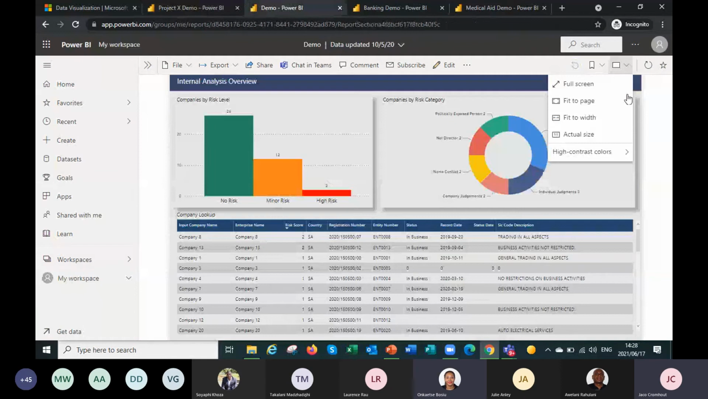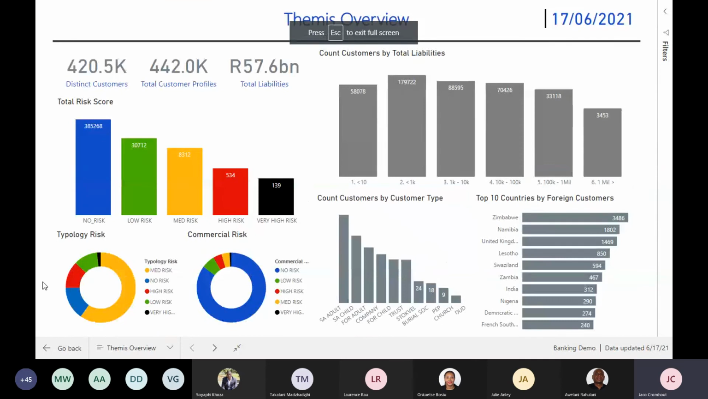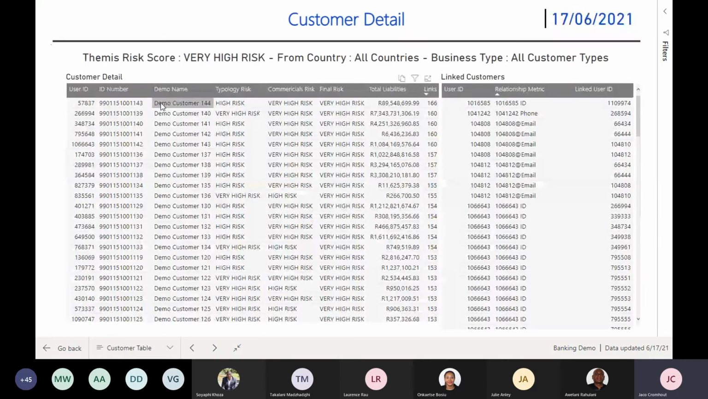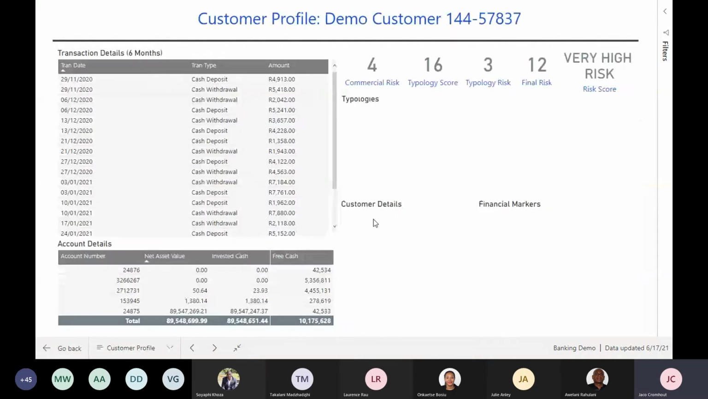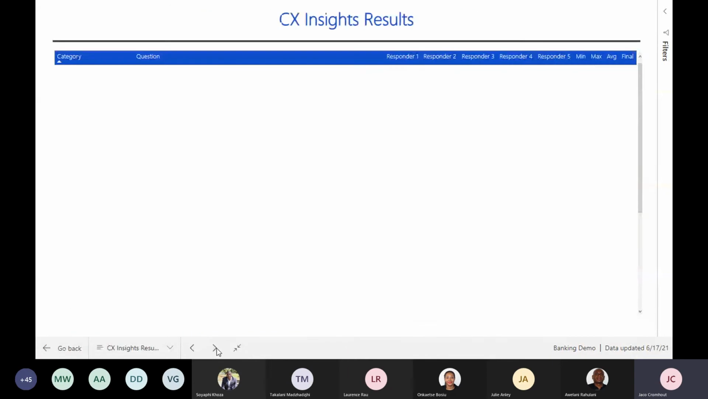Sorry, Themis team, you have 1 minute left. Okay, so we're just going to go through this one quickly. We take the data from a client, we put them into Themis. We risk rate all the clients according to our typologies, and we present the client with a dashboard like this where they can have a look at their high-risk clients, say, for instance, draw all the way through down to the lowest level, which is the customer profile, and see why we flagged it and go on to do the investigations from here. The whole process is automated from the time we get go.